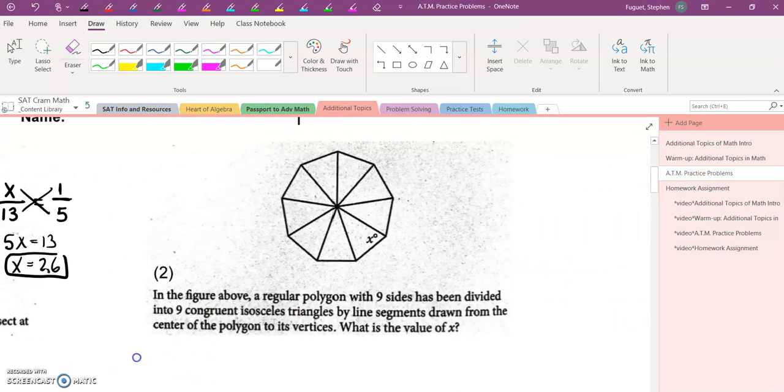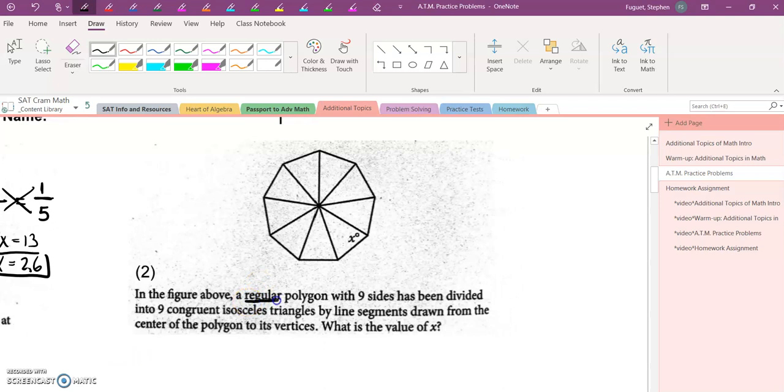Moving into the second question, this is talking about a regular polygon. Quick reminder, regular means all sides and all angles are going to be equal. It also has 9 sides. That's another important fact here. And it's been divided into 9 congruent isosceles triangles. Quick reminder, the word isosceles means 2 equal sides, and congruent means the triangles are all the same, meaning same exact length, same exact angles, and so on.